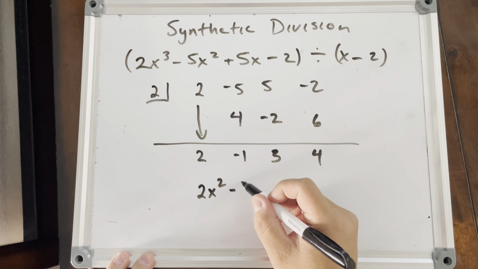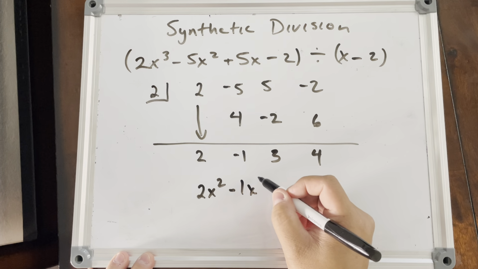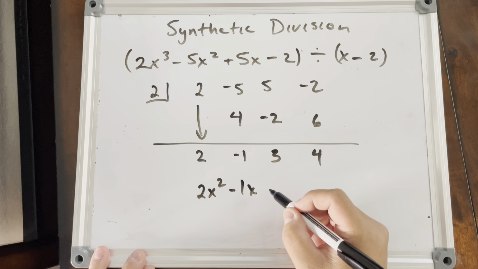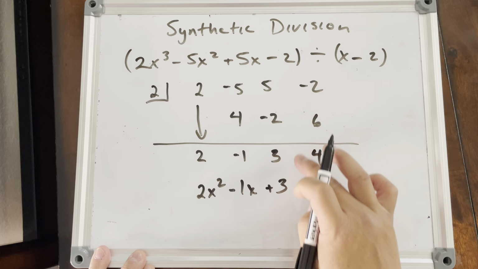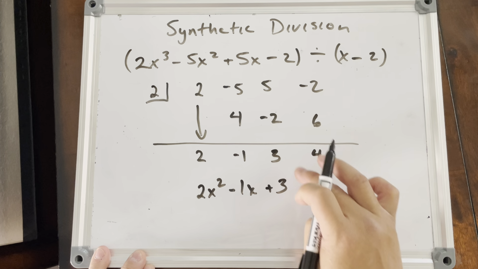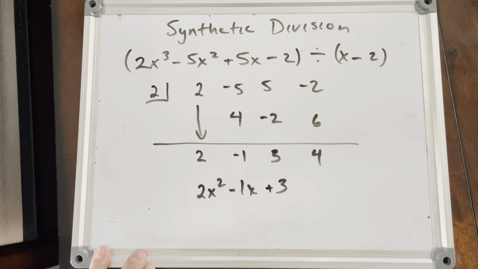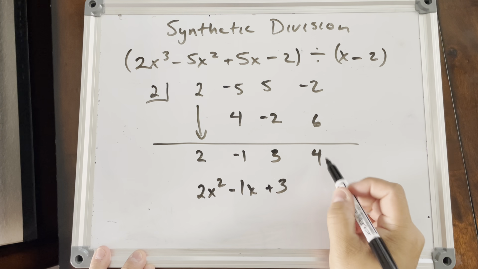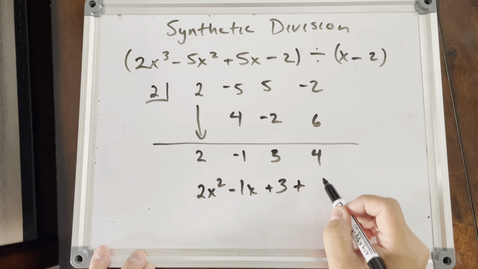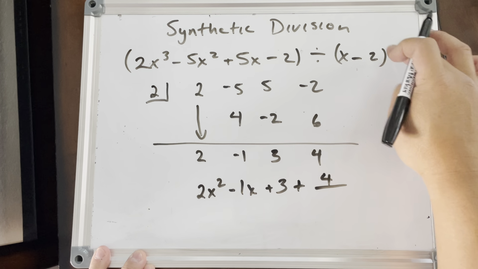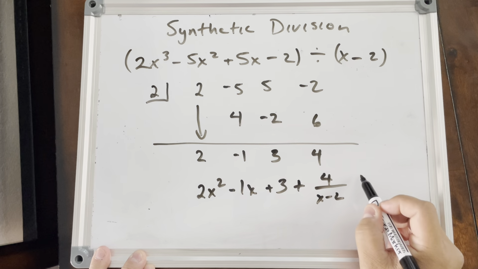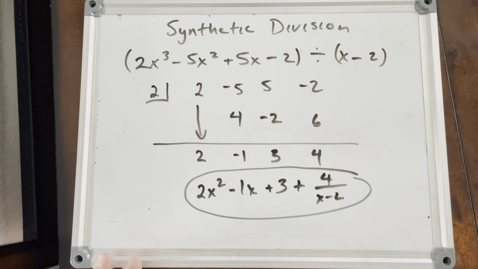So minus 1x, x to the 1, so I'm not going to put the 1, plus 3, and then 0 x's. And this right here is called my remainder. Just like with long division, the way you write a remainder is this is +4, so I'm going to put plus 4 divided by whatever we were dividing by to begin with, x minus 2. So it's just a quicker way to do division of polynomials. And that's what we got for today.